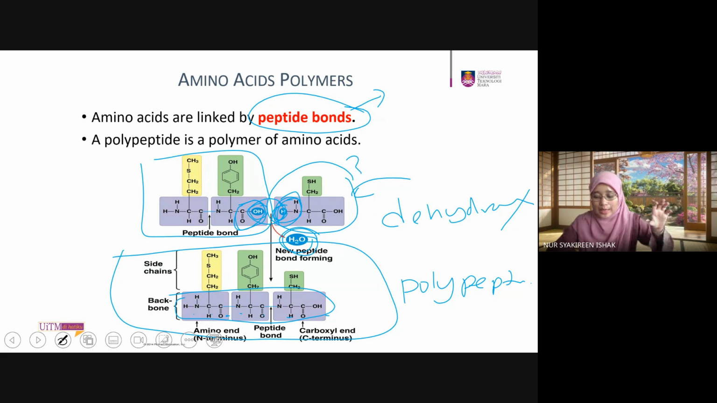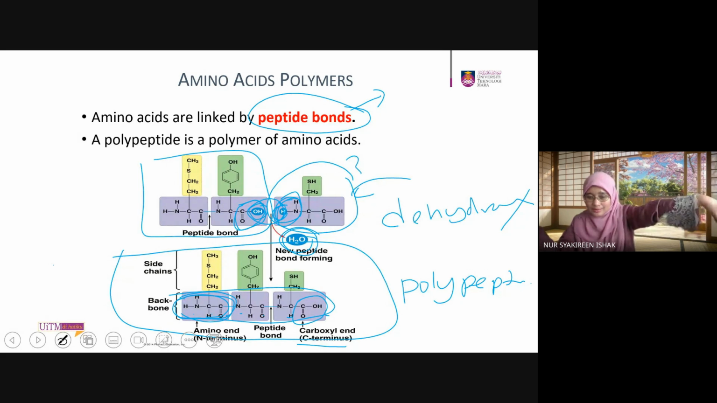At the beginning of the polypeptide chain, at one end, we call it the N terminus, because at this end it has a free amino group, from the amino acid at the very end. The other end of that polymer has a carboxyl group. So this one we call the C terminus.